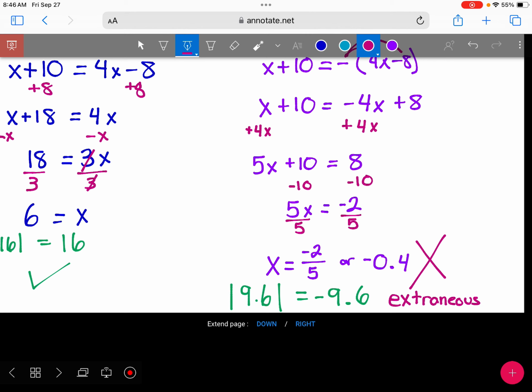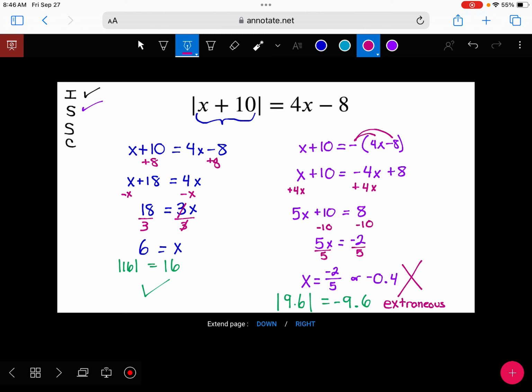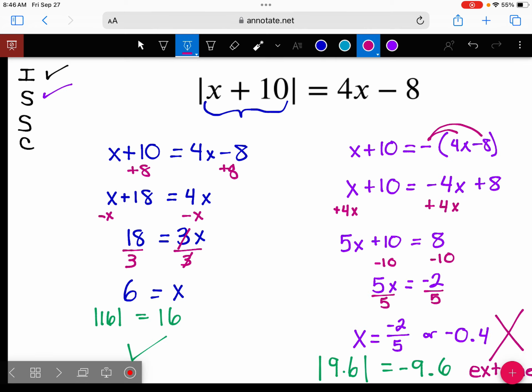Okay? So that is why it's important to check. Sometimes we get answers that don't actually count. So this one only has one solution where x equals 6. But it's important that we have both pieces and that we check them. That's why we have the check as a step and why we've done so much checking, even though a lot of the times it didn't make any difference. Because it does make a difference. Okay?